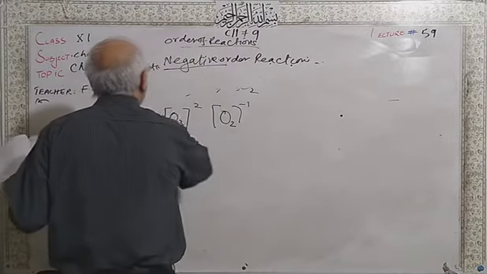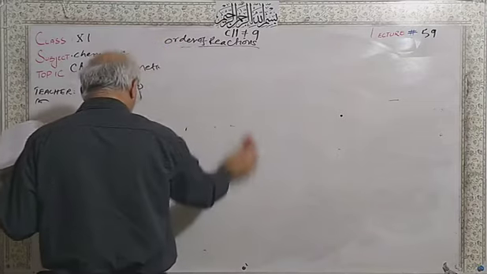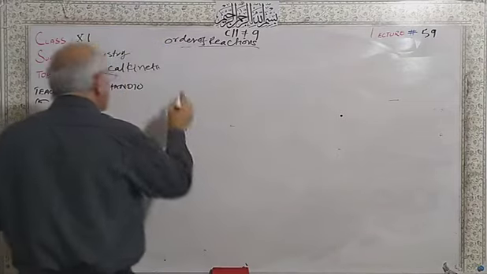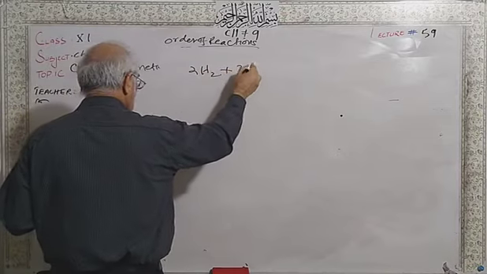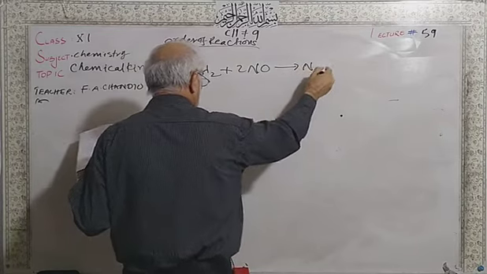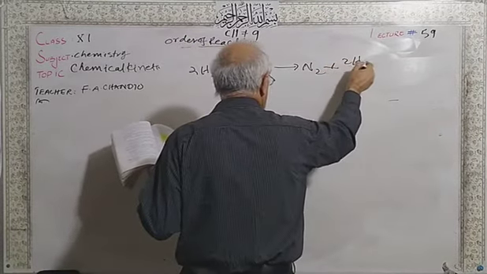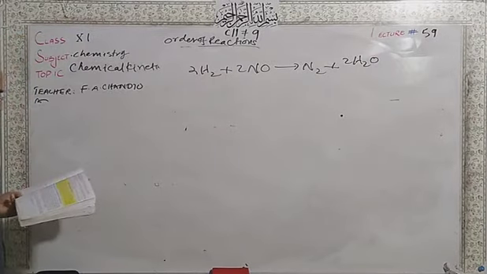Now there is a self-assessment for you to solve. The reaction is 2 moles of hydrogen plus 2 moles of nitric oxide to give 1 mole of nitrogen and 2 moles of water. Self-check exercise 9.2.